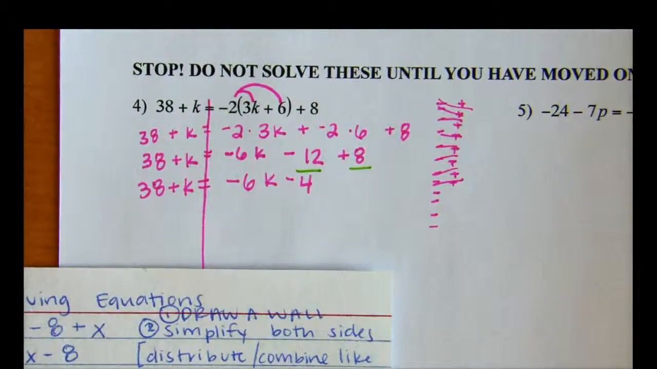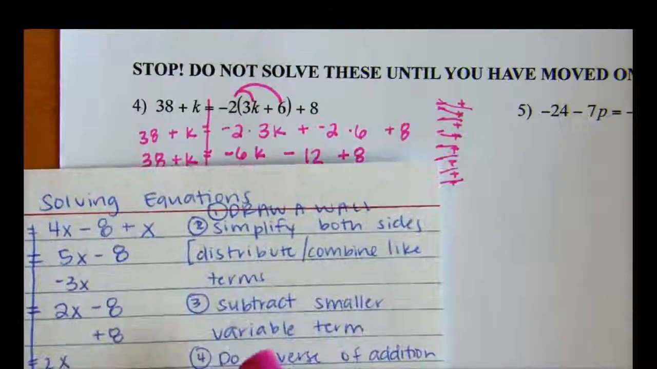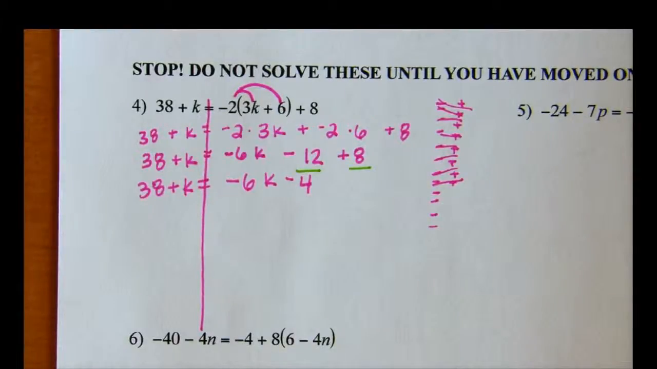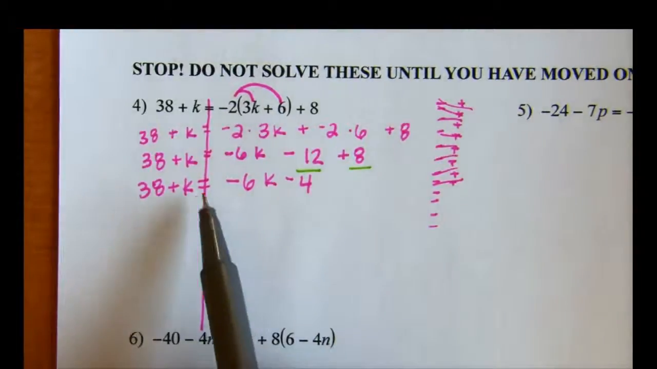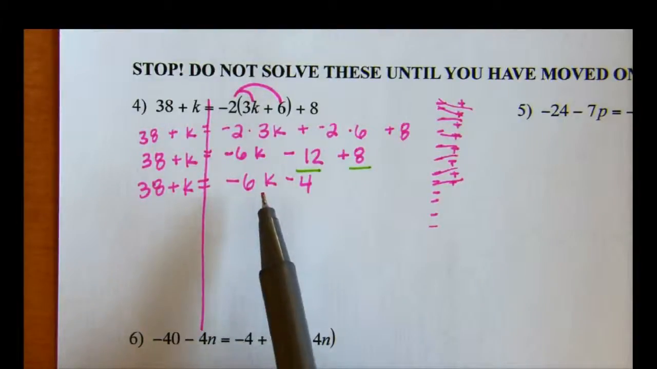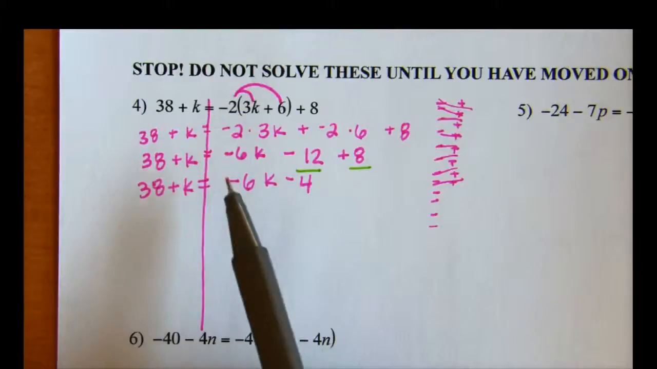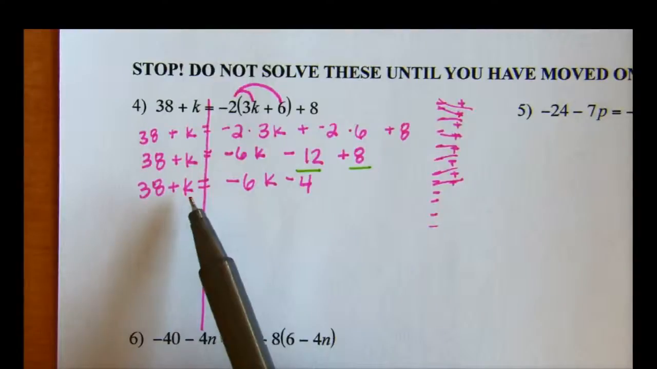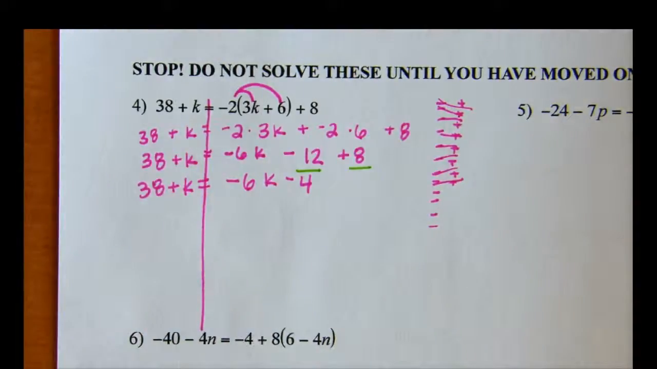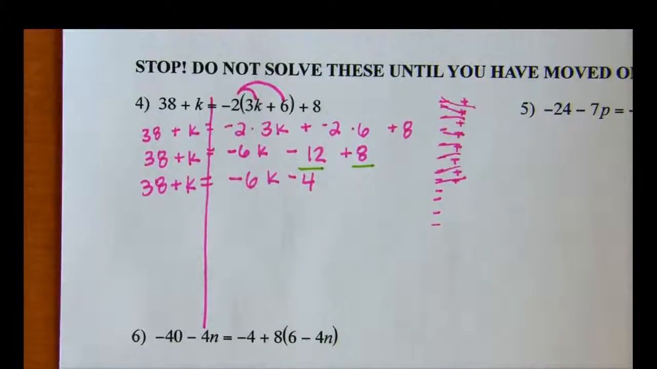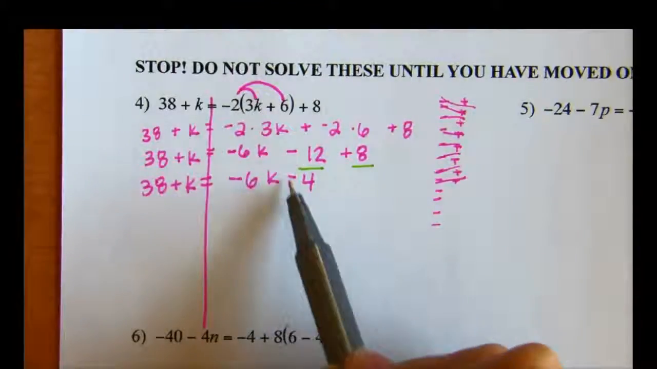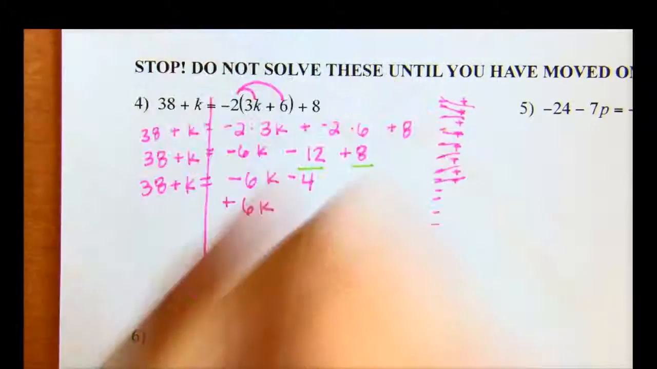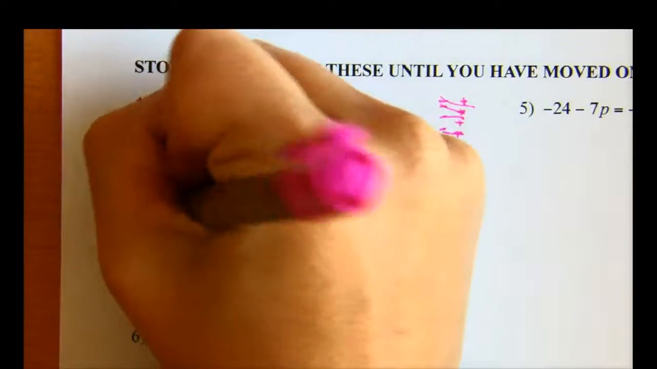So looking at my steps, my next step, step 3, is to subtract the smaller variable term. So looking at both of these variable terms, a couple of you have noticed that you can either choose to add your smaller variable term, so add 6k to both sides, or I could subtract k from both sides. Either step, you'll end up at the same place no matter what you do. So I'm going to get rid of this 6k over here by adding 6k to both sides, plus 6k.